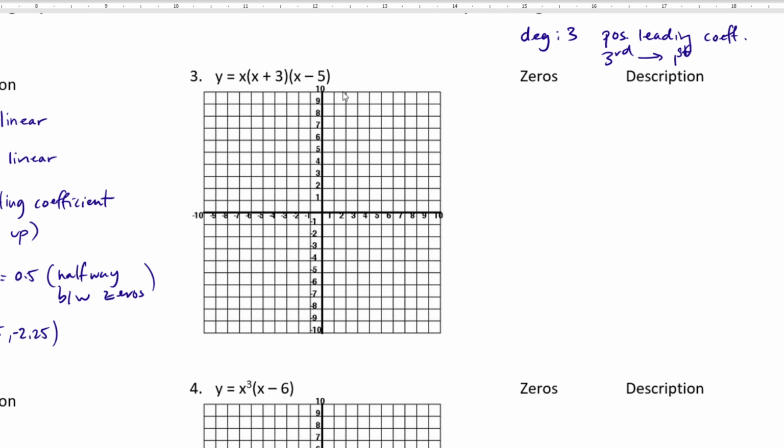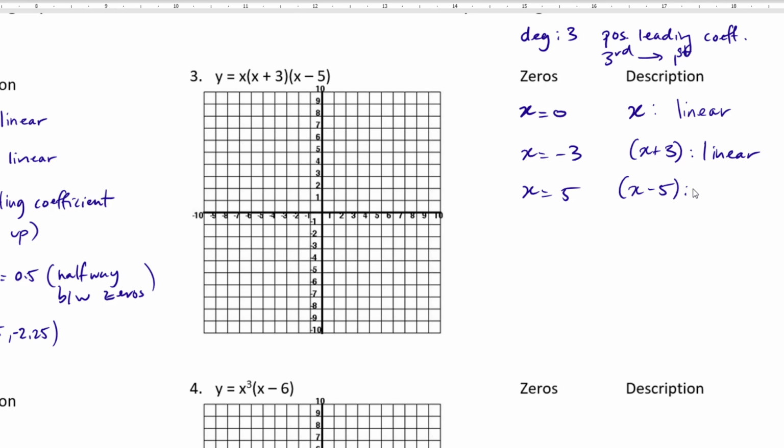When I look at my zeros here, I have 3 zeros. I have x is equal to 0, right? That would cause this function to be equal to 0, and x is raised to the power of 1. So if x is raised to the power of 1, that means it's going to behave linearly through x is equal to 0. It's going to behave like a line. I've got x is equal to -3. That means because I've got x plus 3, again, it's going to behave linearly through that 0. And then x is equal to 5. That comes from x minus 5. Again, that's raised to the power of 1, so it's going to behave linearly through that.